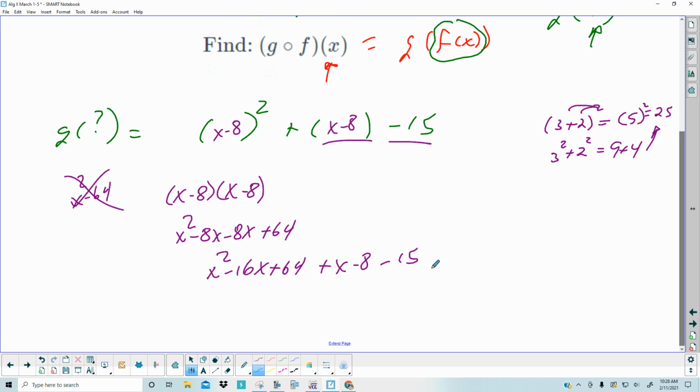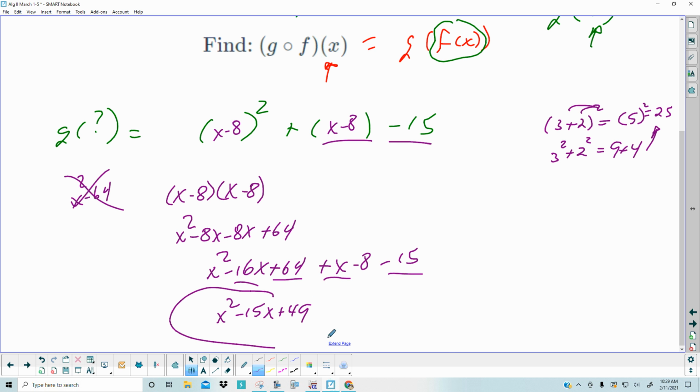And now you combine like terms. So you get x squared, these two, minus 15x plus 64 minus 15. I'm going to do it because I made an arithmetic error the other day, so I think it's 39, but let's give it 64 minus 15. 49, see? That's what I'm saying. Plus 49. That would be your answer.